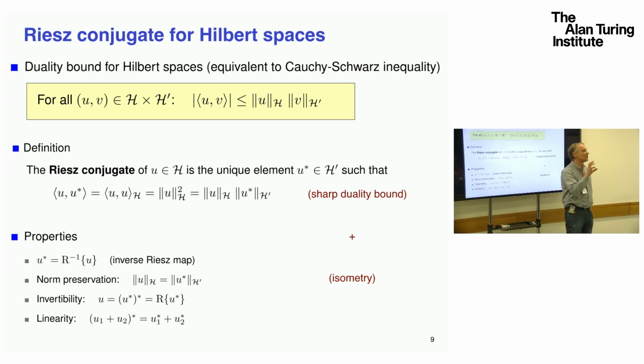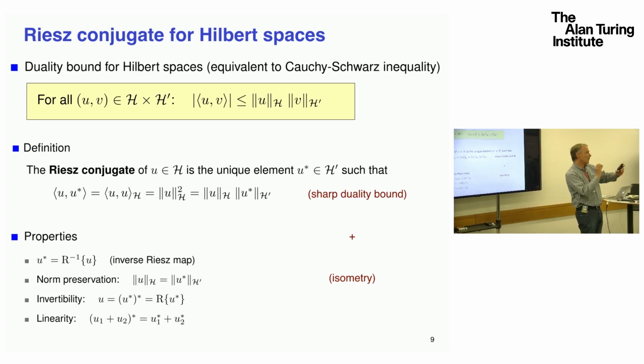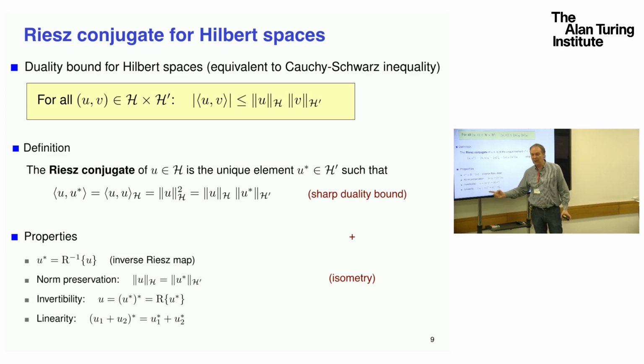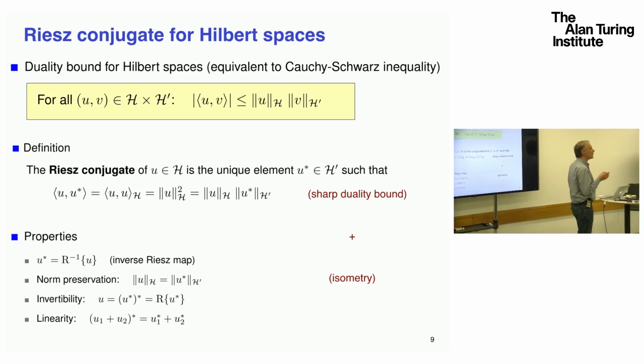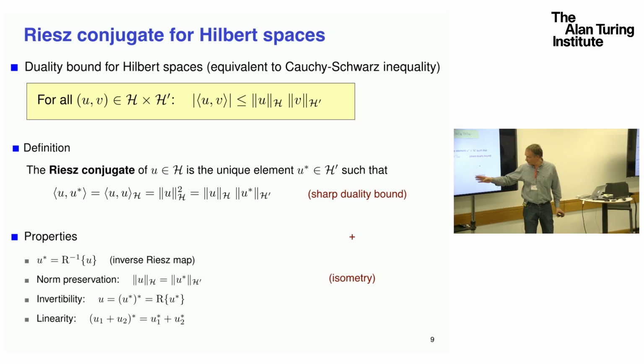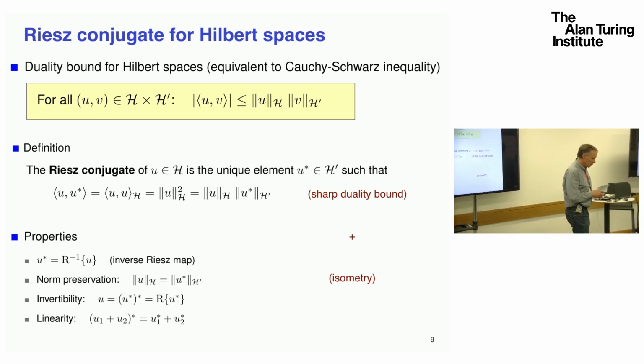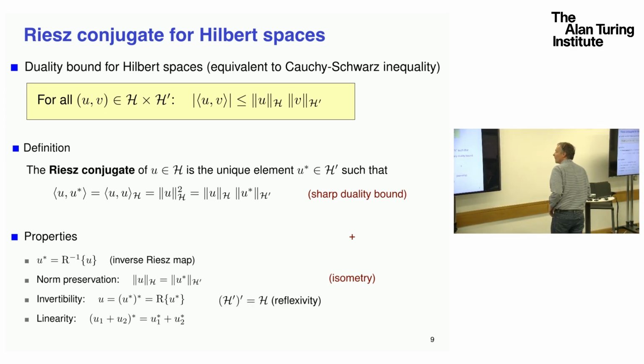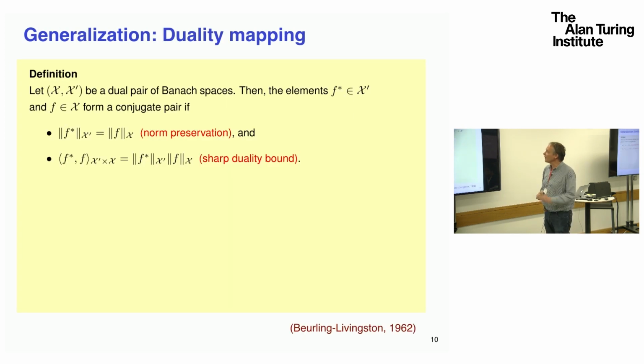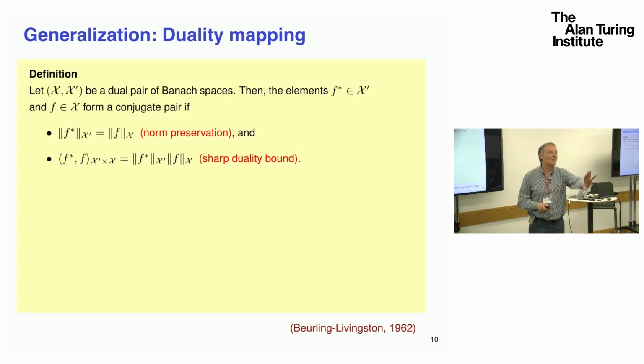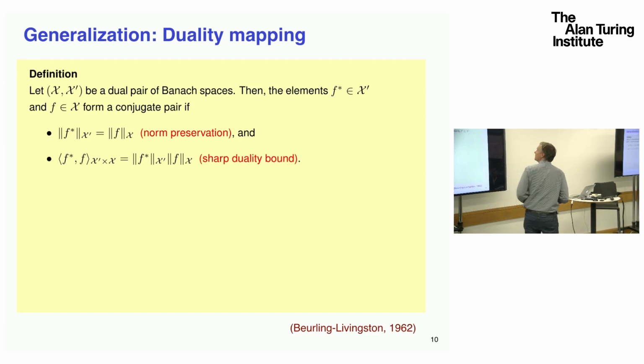If I use this star to represent the Riesz conjugate, then if you take the Riesz conjugate once more, in the other direction, you are back. And the other important thing is that the Riesz conjugate is linear, and this is only because we are in Hilbert spaces. Okay? Real linear. Only real linear, yes. There may be subtleties with complex, but we don't need them here.